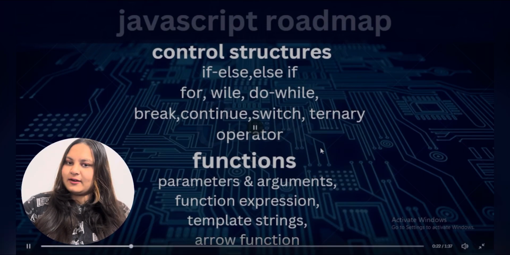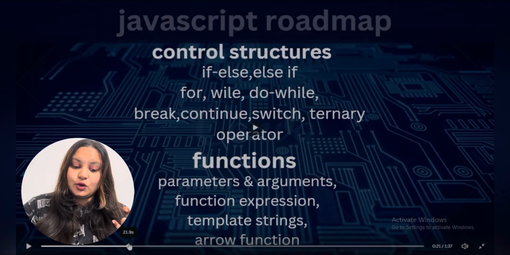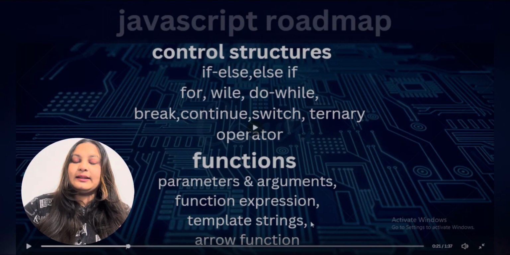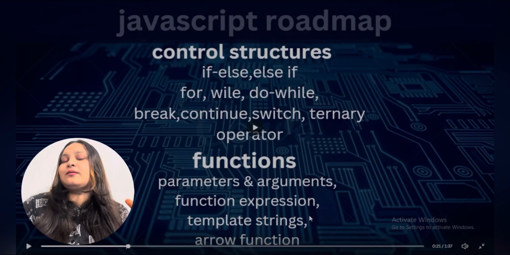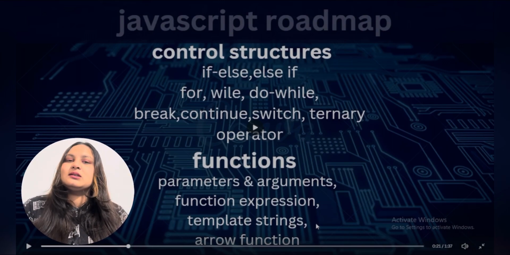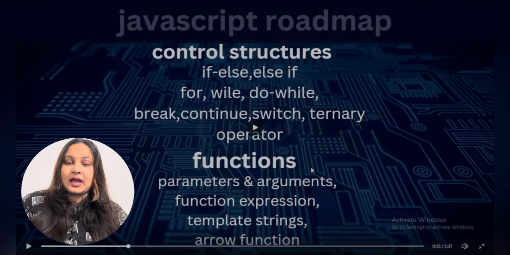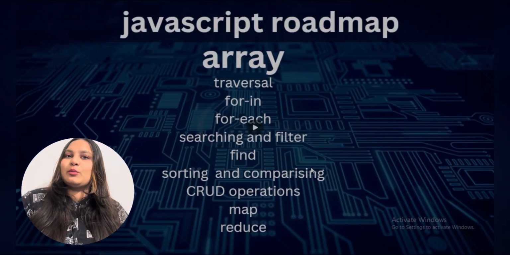So in functions, we should know what parameters and arguments are. So parameters and arguments, then function expressions, and template strings. It doesn't come under functions, but I have kept it in functions only. This is also an important topic that should be covered while learning JavaScript. Now, arrow functions. Arrow function is the most important one if we are talking about JavaScript.